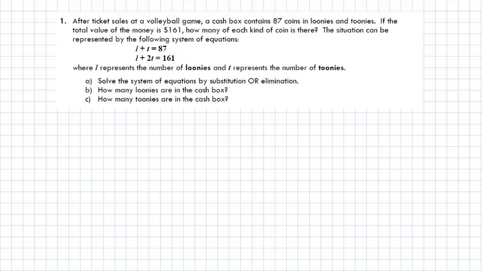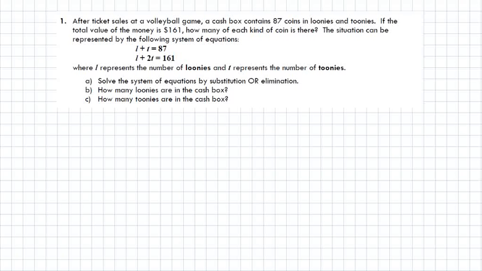So after ticket sales at a volleyball game, a cash box contains 87 coins in loonies and toonies. If the total value of the money is $161, how many of each kind of coins is there? The situation can be represented by the following system of equations.